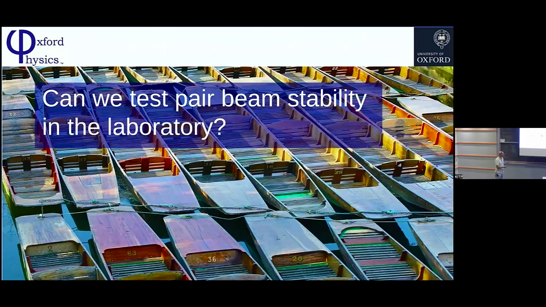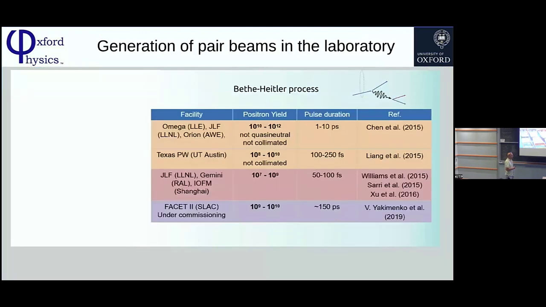So now the question is, can we test beam plasma instabilities, pair beam plasma instabilities, in a laboratory? In order to do that, the first thing we need to do is to create a plasma of electrons and positrons. Some of the talks today showed mechanisms for production of electrons and positrons. Also, in the last session at the end, you're going to see other mechanisms for production of electrons and positrons.